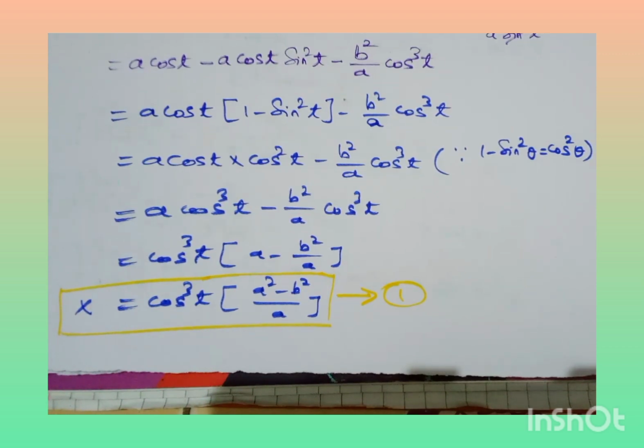So a cos t into cos squared t minus b squared by a cosecant cos cube t, and then cos cube t take outside. So a cos cube t a minus a b squared by a. So multiply, simplify, we get this, isn't it?